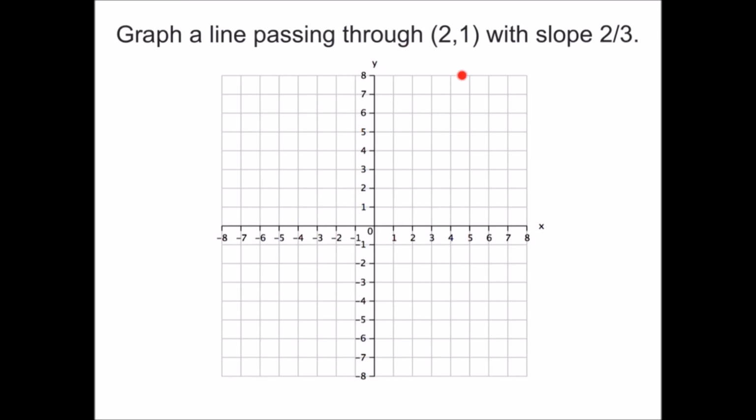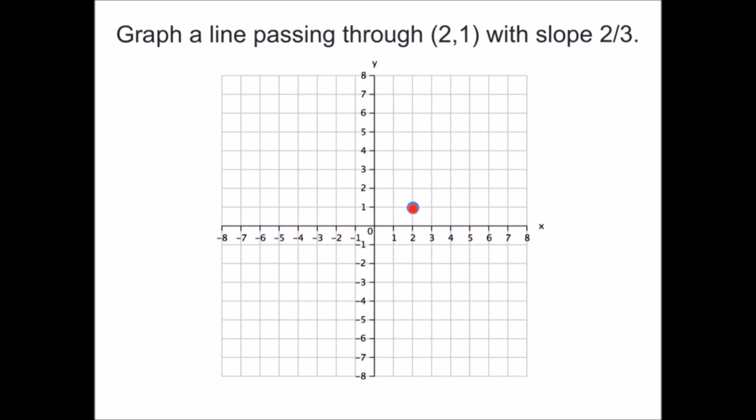Start with your point though. It says we pass through the point 2, 1, so that means we're going to go right 2 and up 1 and plot a point right there. And now it says with slope 2/3. So remember, the slope is telling you between any 2 points how far up and over to get to another point. So we have a point already. I know that if I go up 2 and right 3, rise over run, I'll end up at another point.